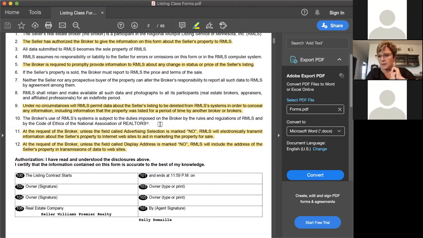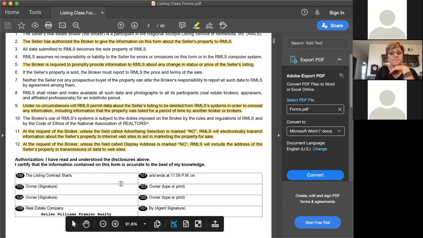Once it's on the MLS, our obligation is to update it and provide all information, especially when it sells, in regards to the price and terms of that sale. At the request of the broker, unless the seller says no, this MLS information is going to get sent out to the internet, to those websites. And also at the request of the broker, unless the seller says no, the MLS will include the address of the property to those websites as well.